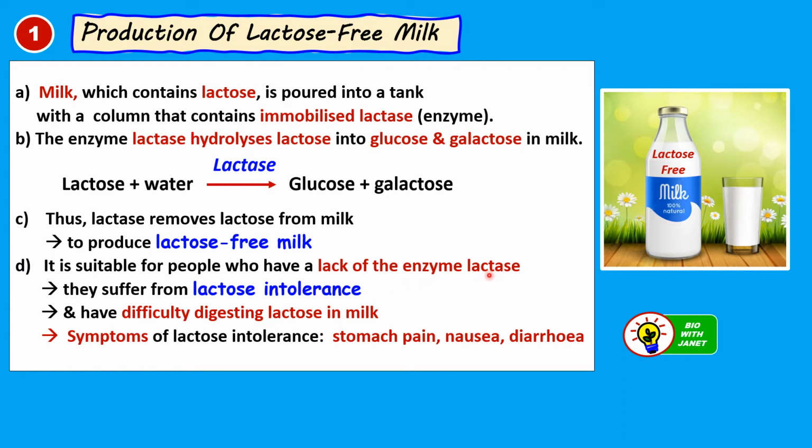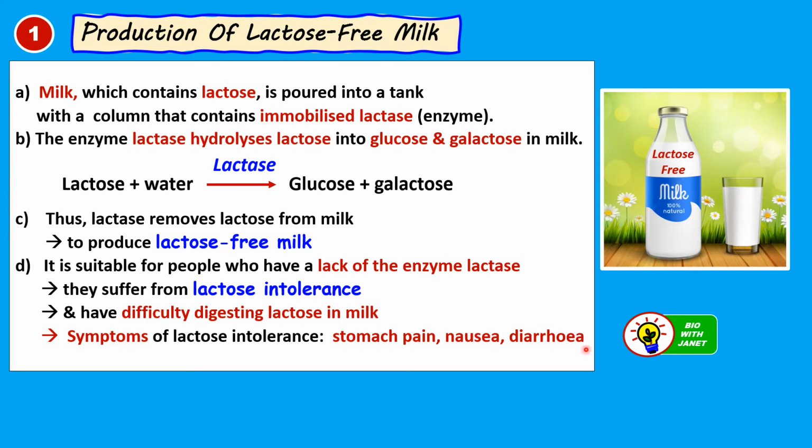Actually, lactase is produced by the small intestine. And these people have a lack of this enzyme in the small intestine. So they suffer from lactose intolerance. Intolerance here means that the people who have a lack of lactase cannot tolerate the presence of lactose. So they will have difficulty digesting the lactose and they will show symptoms which are stomach pain, nausea, which means the feeling of wanting to vomit, and then diarrhea.